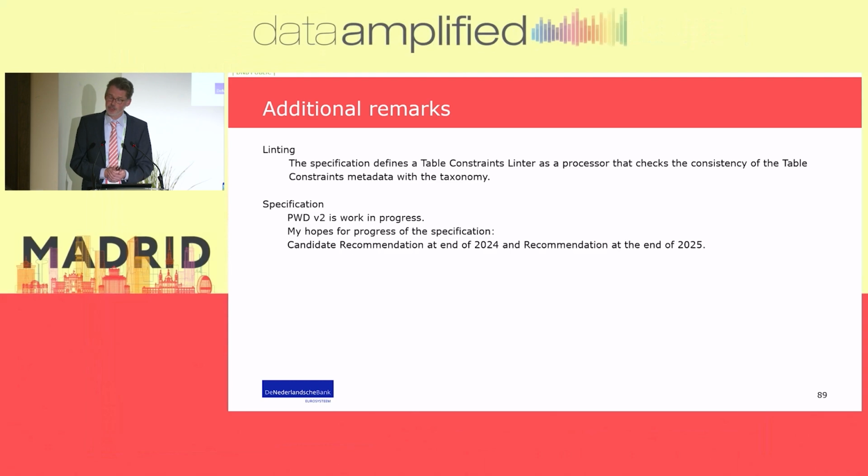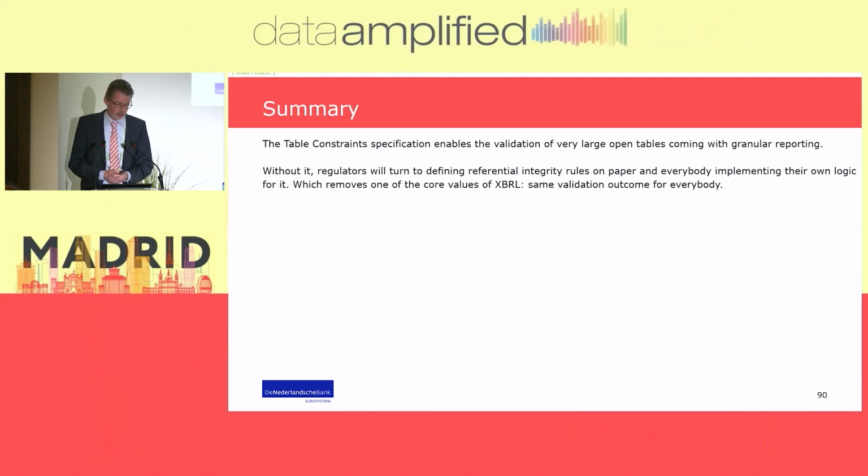Finally, the specification is in progress, working hard on another version of the PWD. My personal hope is that we can have this done by the end of the year, depending on all of you to help, and have it as a recommendation by the end of next year, which would time perfectly with the use of xBRL-CSV by EBA, IOPA, SRB, and many others, I hope. So to summarize, the table constraints specification in progress enables the validation of very large open tables.